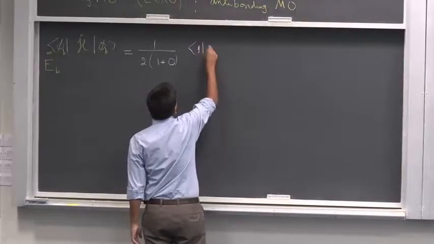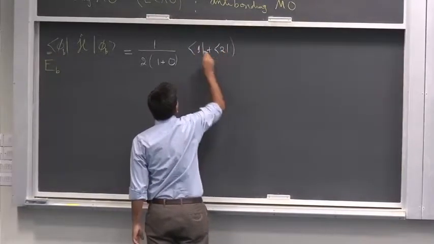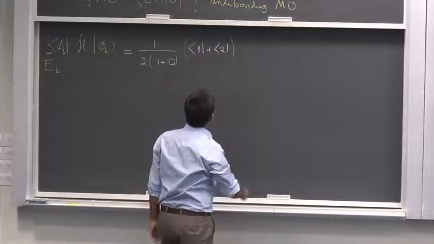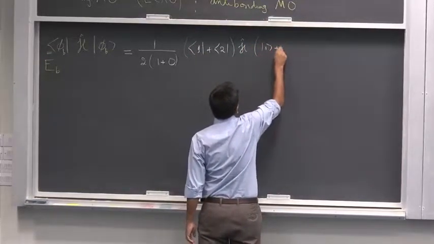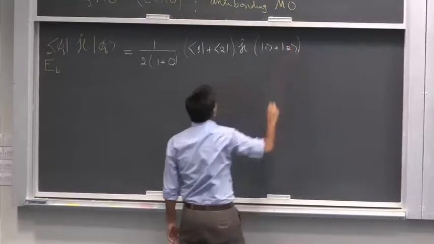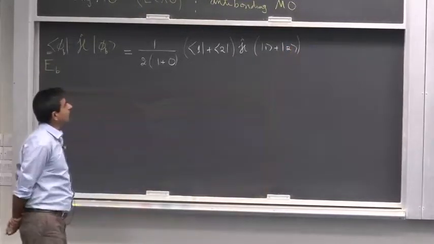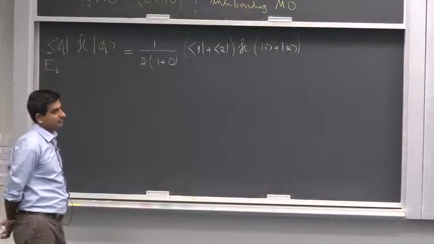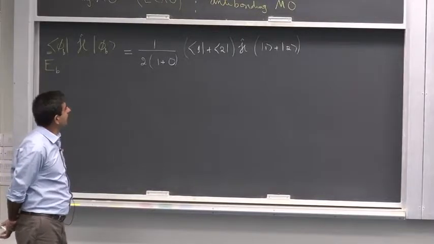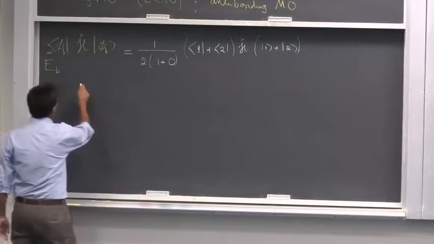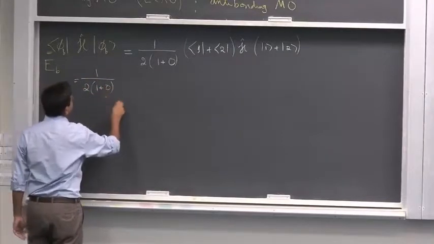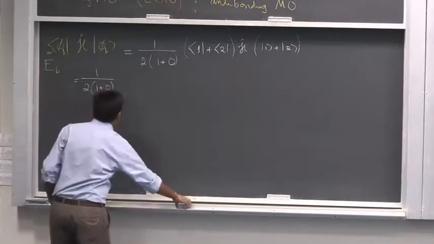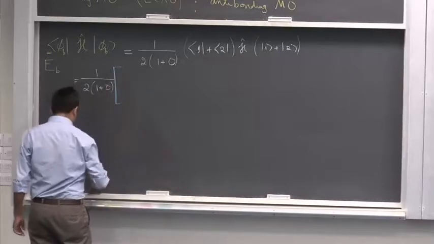1 plus 2, and then I have my Hamiltonian 1 plus 2. Now this is what I would like to calculate. So this really means bra 1, 2, 1 plus O. Now I write this in the following fashion.